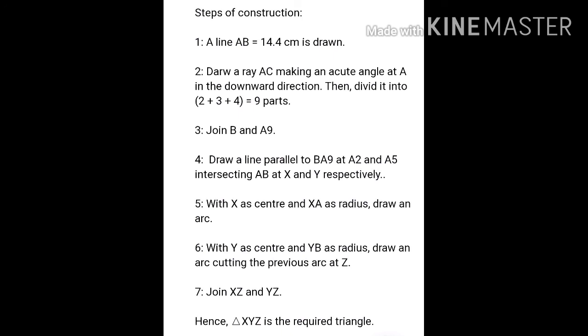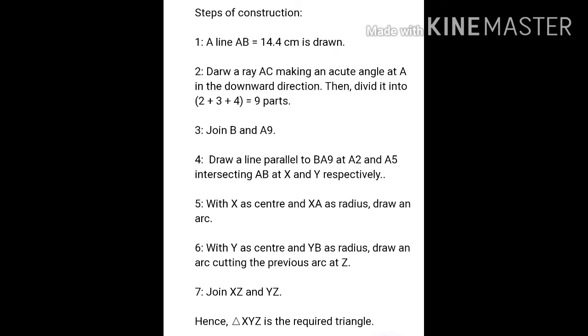40 degree, 50 degree. Take a ray AC making an acute angle from A in the downward direction, and then you have to divide this ray into 2 plus 3 plus 4, that means 9 parts. So by taking a particular distance on a compass, divide this ray into 9 parts. Now the third step: join B and A9. Then you have to join B with A9.